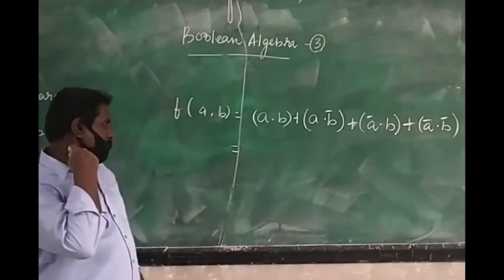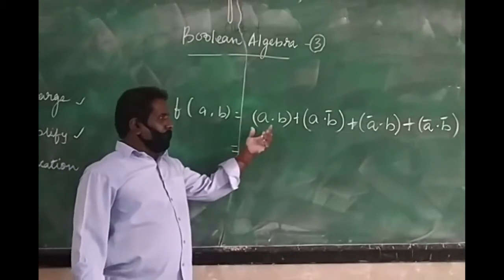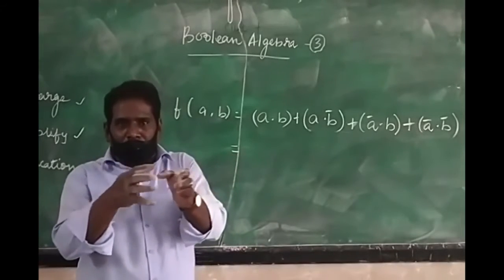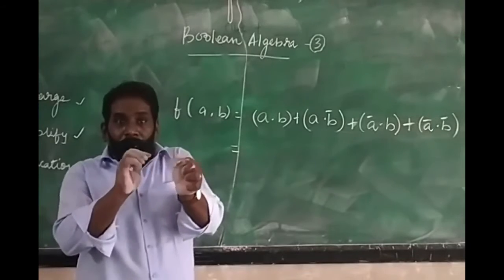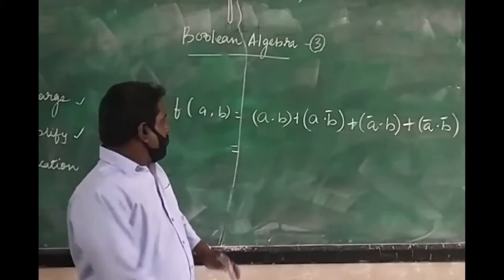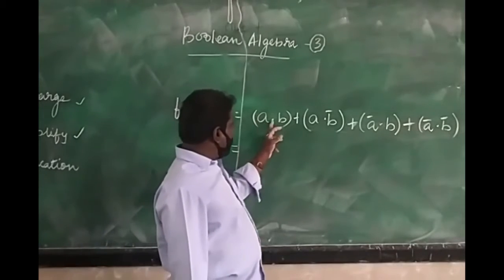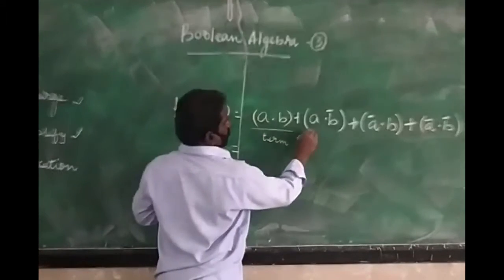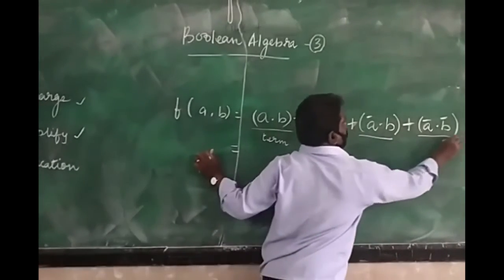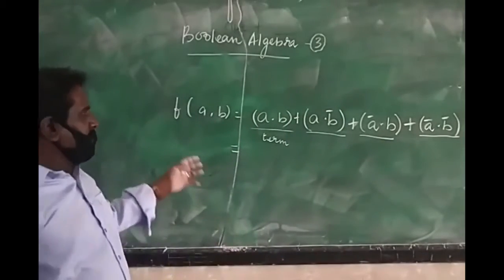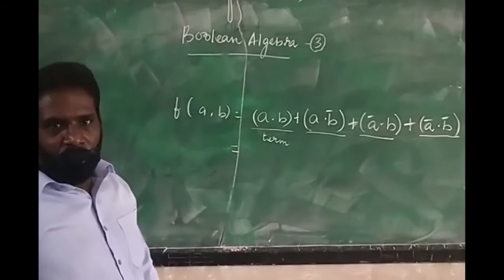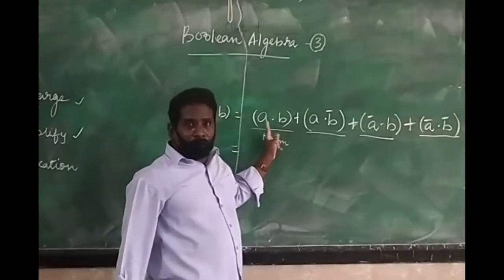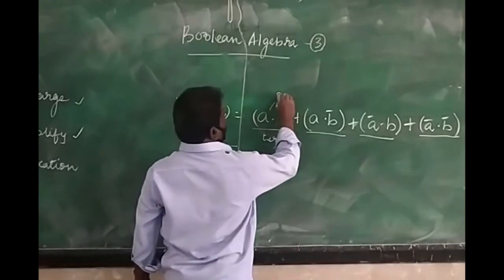How can we simplify? In order to simplify, we have to take out the nearby similar terms. Are any similar terms there? A dot B is one term, this is another term, this one another term, and this one another term. So it means 4 different terms are there. In each term all variables are multiplied, so we can say this is a product term.